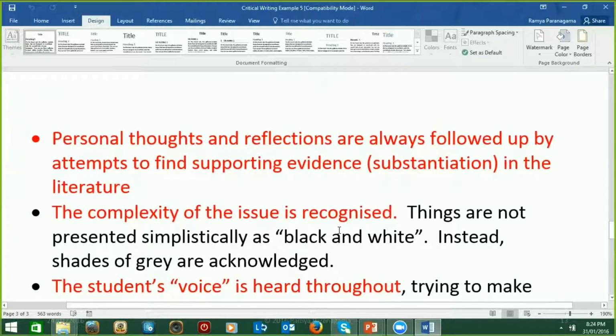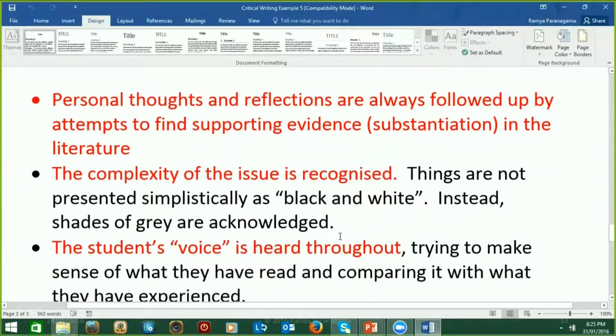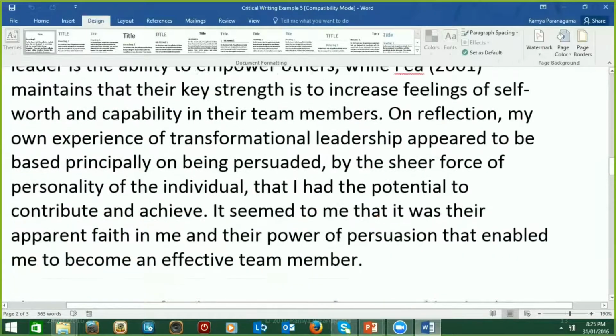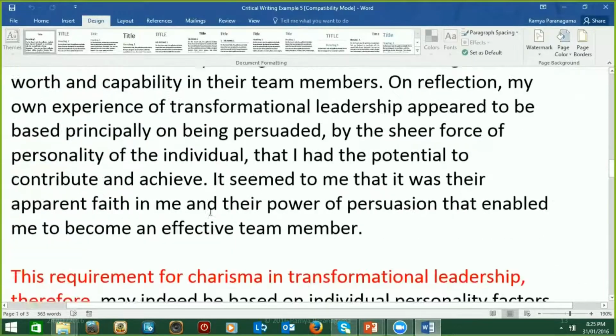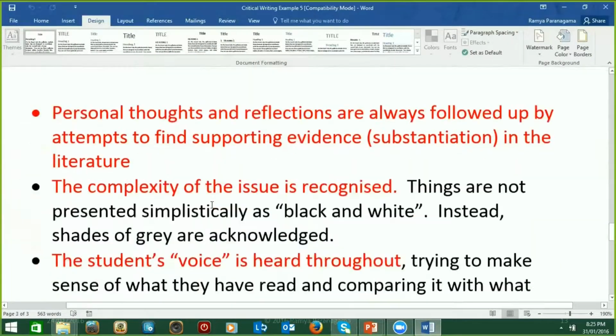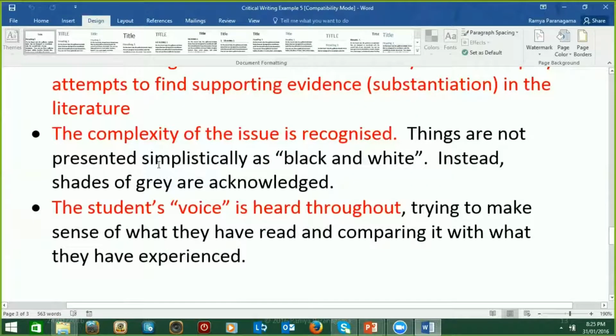So things are not presented simplistically. The gray areas are clearly noted. If you look at the gray areas, uncertain areas, it says here, look at this sentence here. It appears, not 100% certain, it appears, this is diluted, right? A little gray, not very certain, okay? And here, the student's voice is heard throughout, trying to make sense of what the student has read and comparing it with what has been experienced, okay?